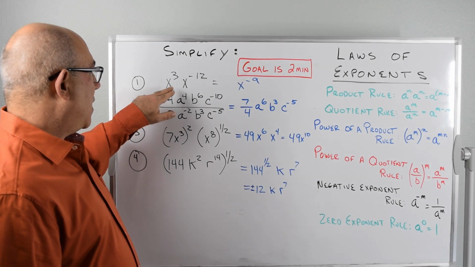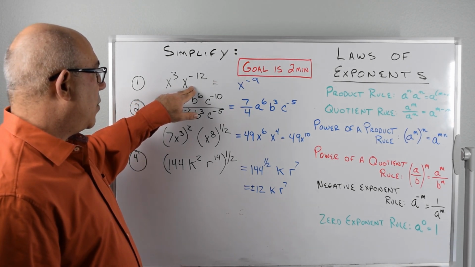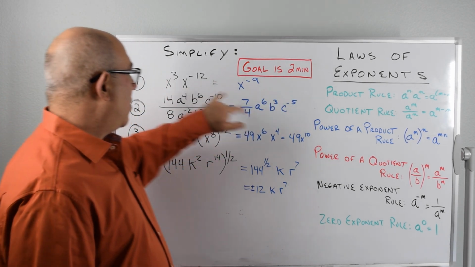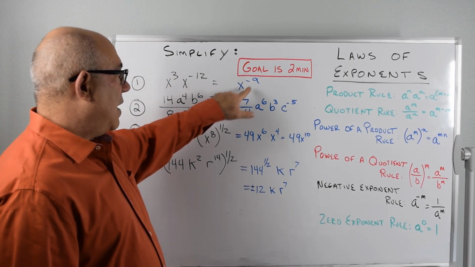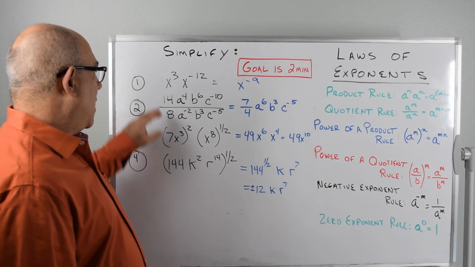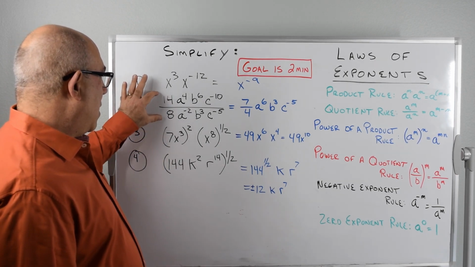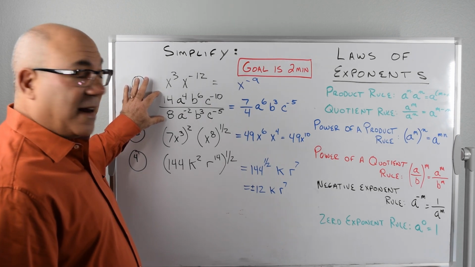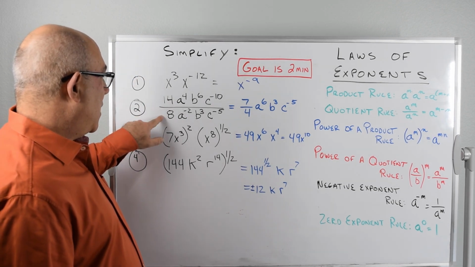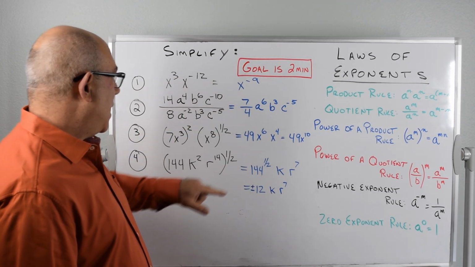So the first one is x cubed times x to the minus 12th. This is the product rule. We add the exponents. 3 plus minus 12 is minus 9, x to the minus 9th. This one here is a little weird. You got this 14 divided by 8. We can't really divide it out, but we can simplify it to 7 over 4. So that's what we do.